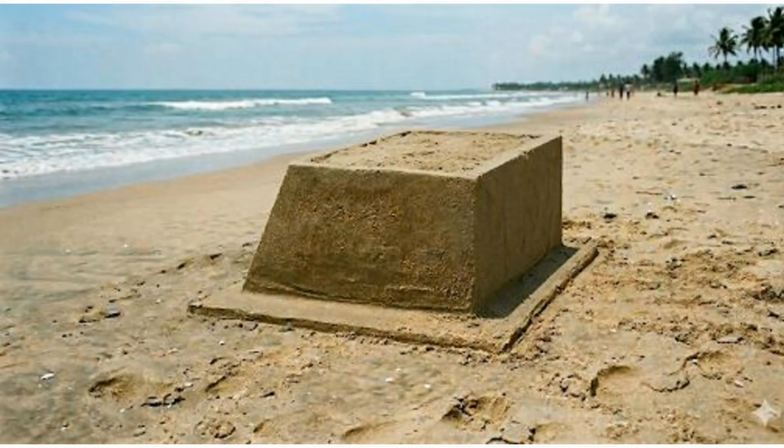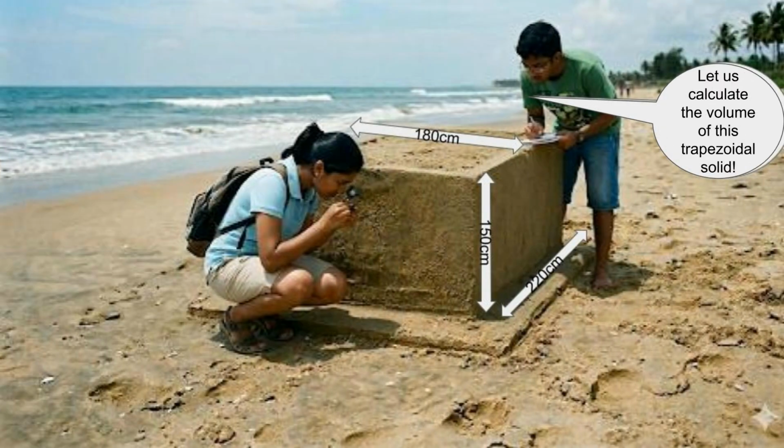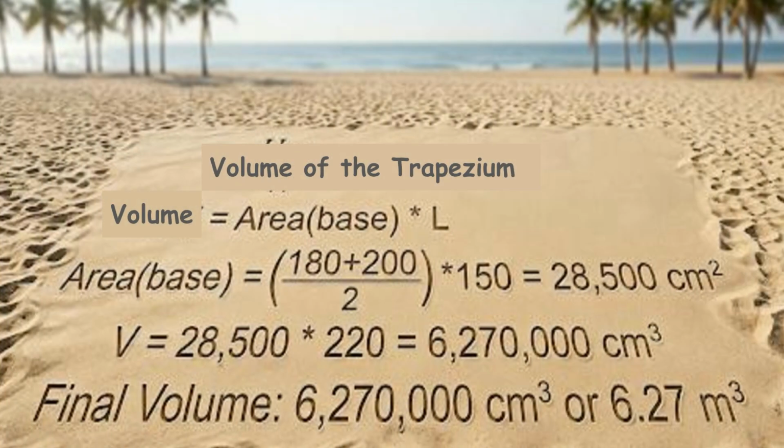Here is an example of a prism with a trapezoidal cross-section. We have its dimensions for future calculations. First, we use the formula volume equals base area times length. After calculating the area of the trapezoidal base and multiplying by the length, we get a volume of 6,270,000 cubic centimeters, or 6.27 cubic meters.